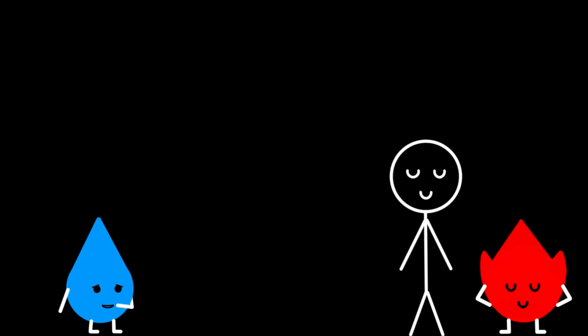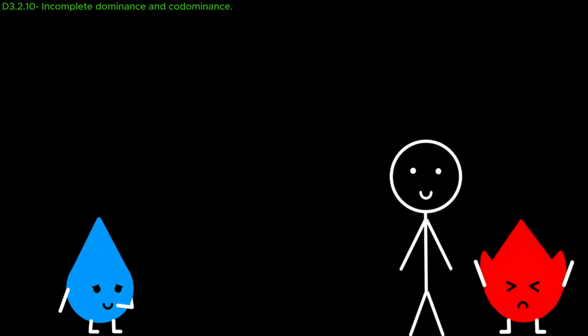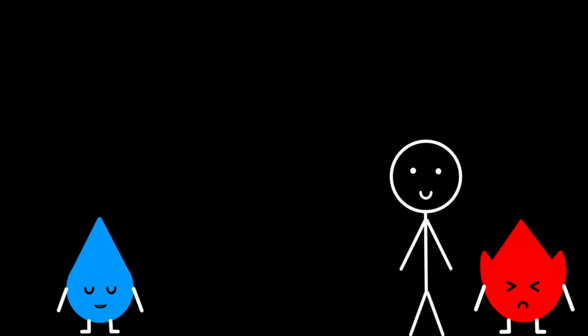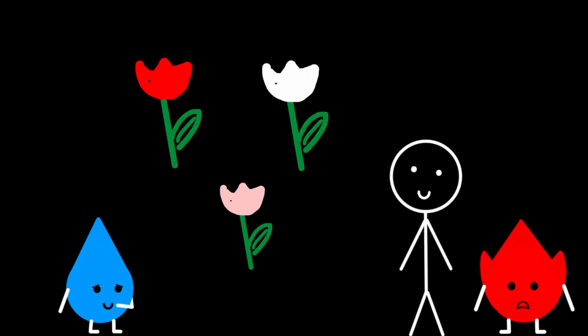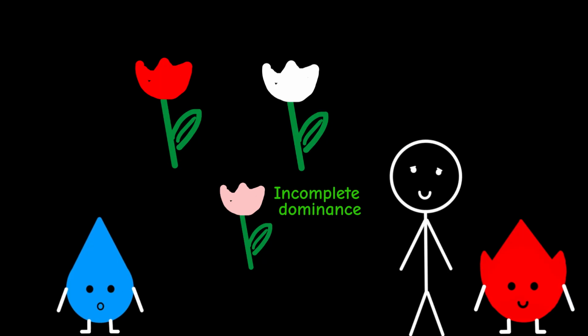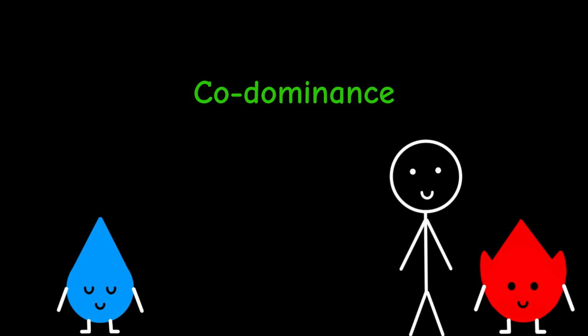Not so fast. Not everything follows these rules. Oh, come on! For some flowers, when you mix a red flower with a white one, you actually get a pink flower. That's not what you told us previously. This is called incomplete dominance, because both traits show partially. There is also codominance, where both traits show completely. How does that look like?